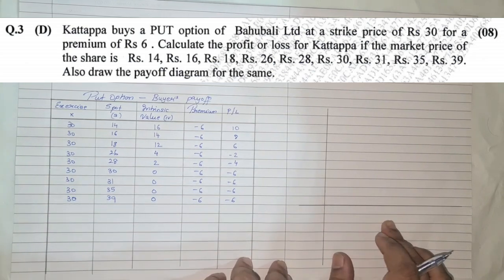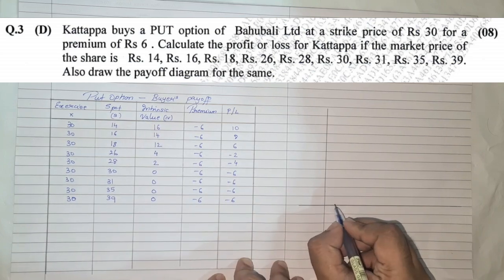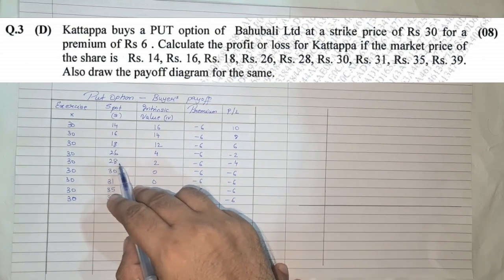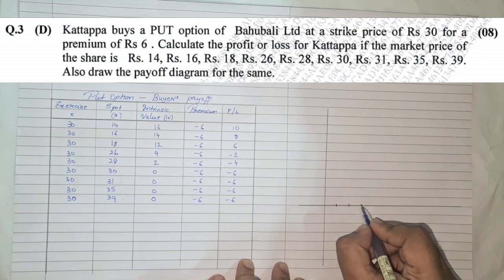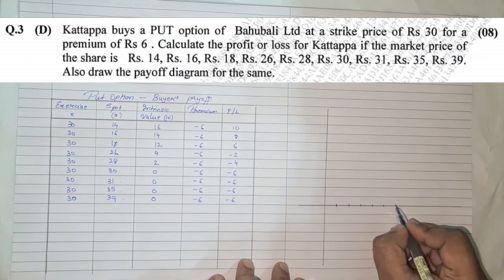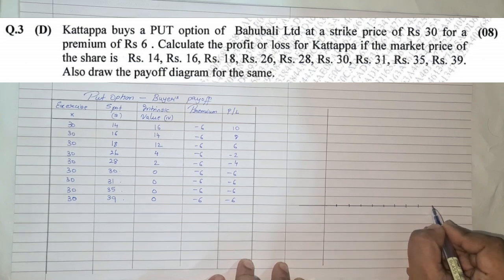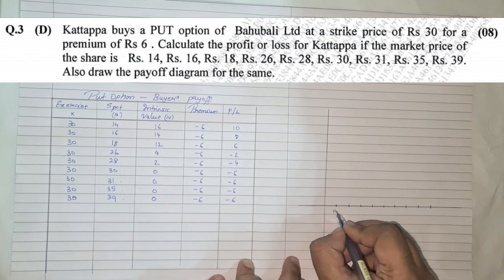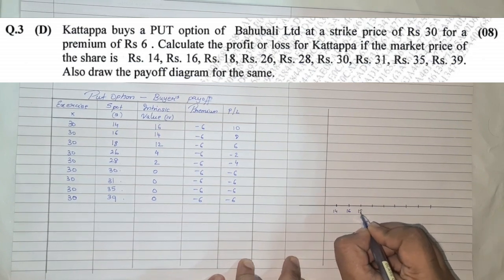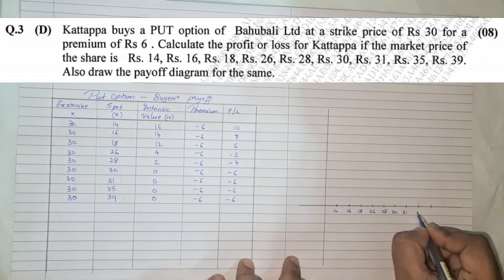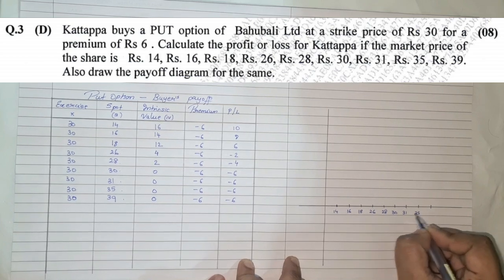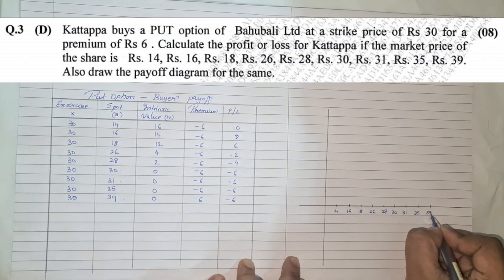First, on the x-axis we will mark the spot prices. So it's 1 2 3 4 5 6 7 8 9. We first note down 14, 16, 18, 26, 28, 30, 31, 35, and 39.